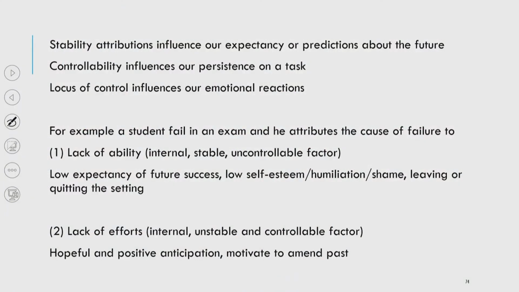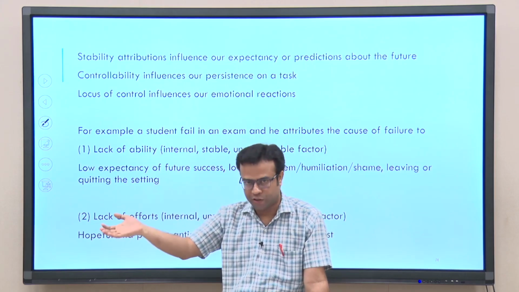Let us say a student fails in an exam, and there are 2 cases. In one case, the student attributes his failure to lack of ability. He explains himself that he failed because of his lack of ability. What will happen to his expectations and future outcome? Lack of ability is an internal, but stable and uncontrollable factor. So, it will lead to low expectancy of future success, because he is not able to perform well as he has low ability. If he perceives it like that, then he is not going to expect too much in the future.